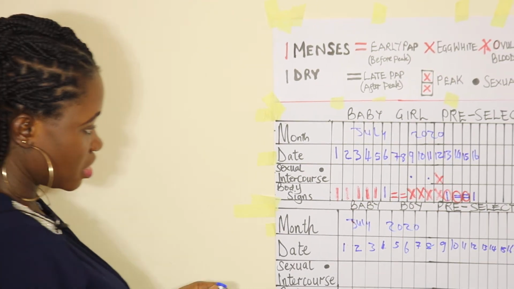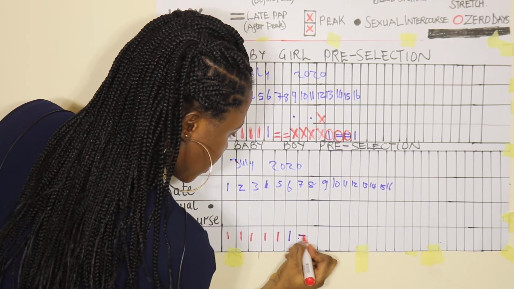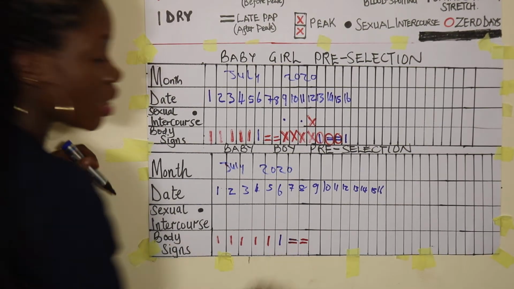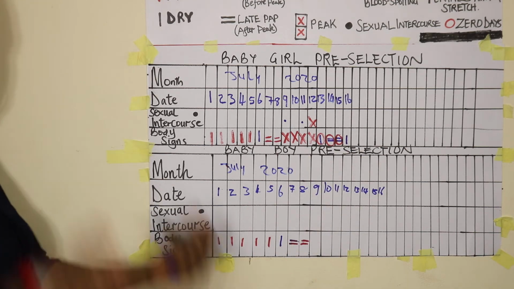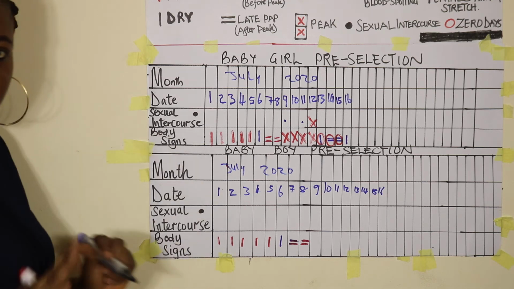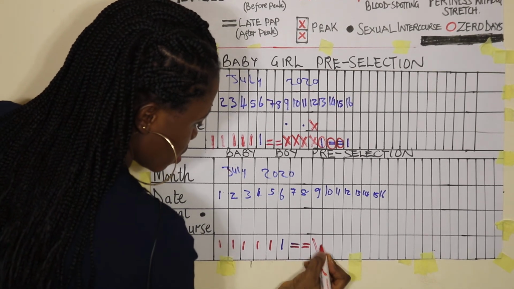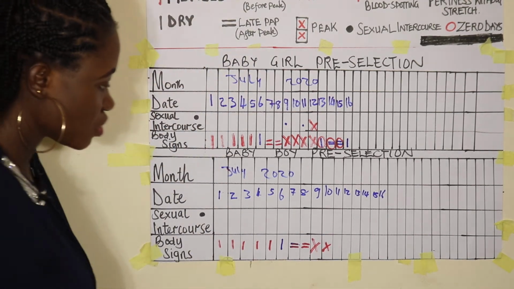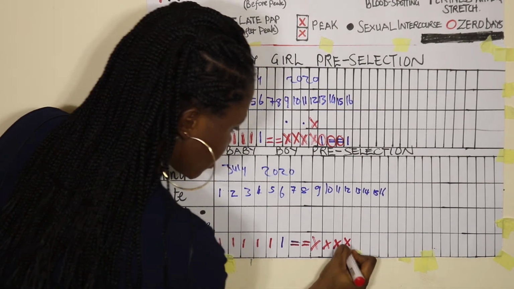So for this lady, her early pap continued for 2 days. She's not going to have sexual intercourse. She wants a baby boy. So these baby girl's days are not the days that she will tamper with. No sex. So she's just going to mark her body signs. She saw her egg white fertile mucus day 1, egg white fertile mucus day 2, egg white fertile mucus day 3, egg white fertile mucus day 4.